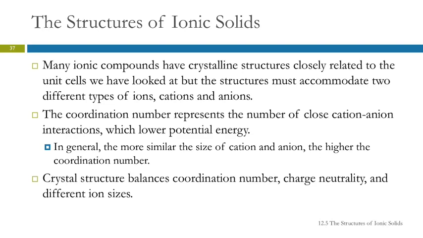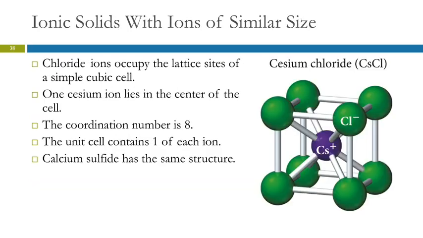Like this says, in general, the more similar the size of the cation and the anion, the higher the coordination number. So if they are more similar in size, they're going to be able to pack in closer together. So ionic solids with ions that are similar in size. An example is cesium chloride.